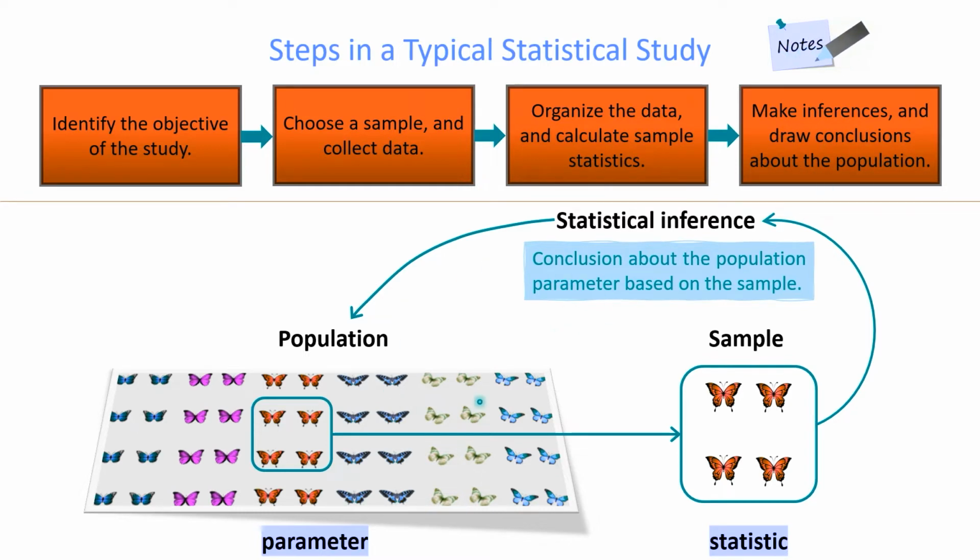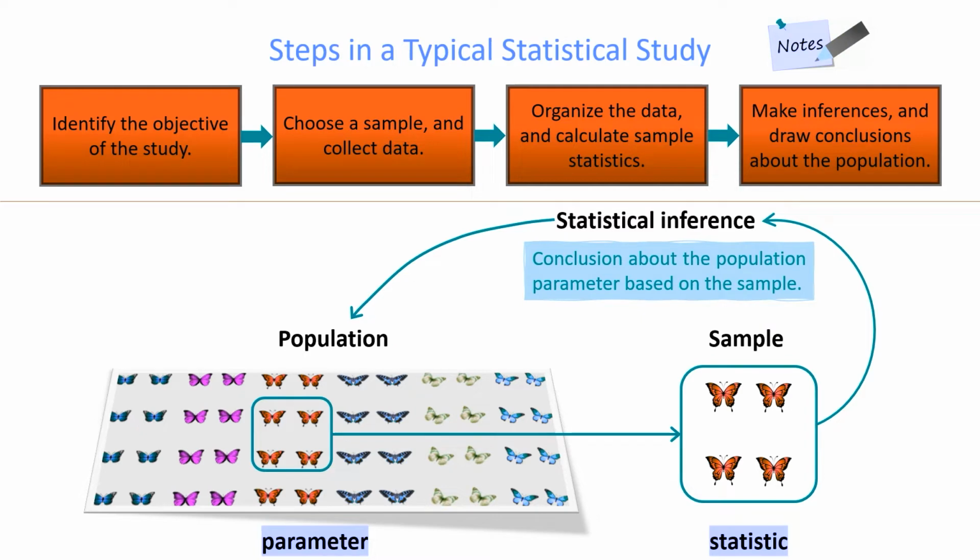So in our example of butterflies, the objective of the study was to find out the average lifespan of butterflies. So for the second step, we choose a sample and collect data. We organize this data to calculate the sample statistic, and then from here, we'd make inferences and draw a conclusion about the population.